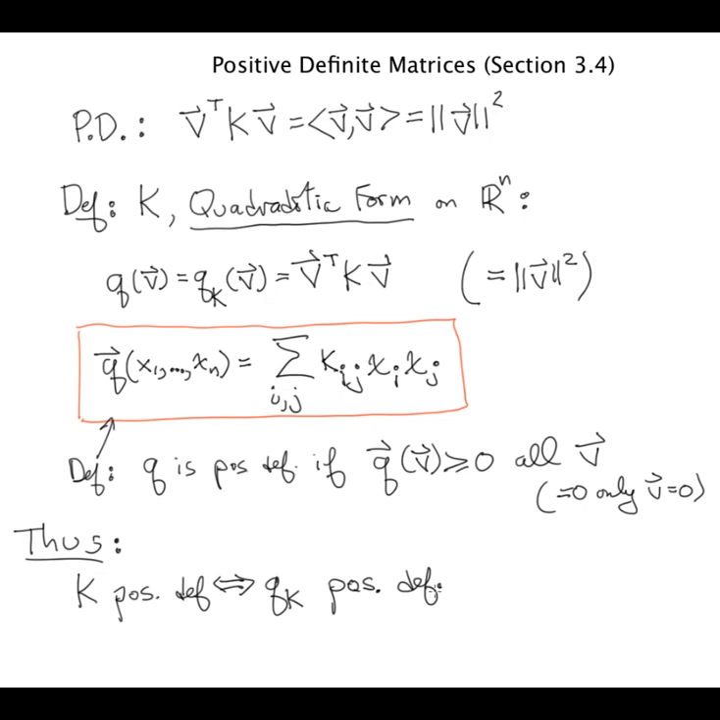So I've barely said anything. I'm just restating things over and over again. The quadratic form is positive definite if and only if, with the k_ij's fixed, no matter what x_i's and x_j's you plug in, you're always supposed to get a positive number.